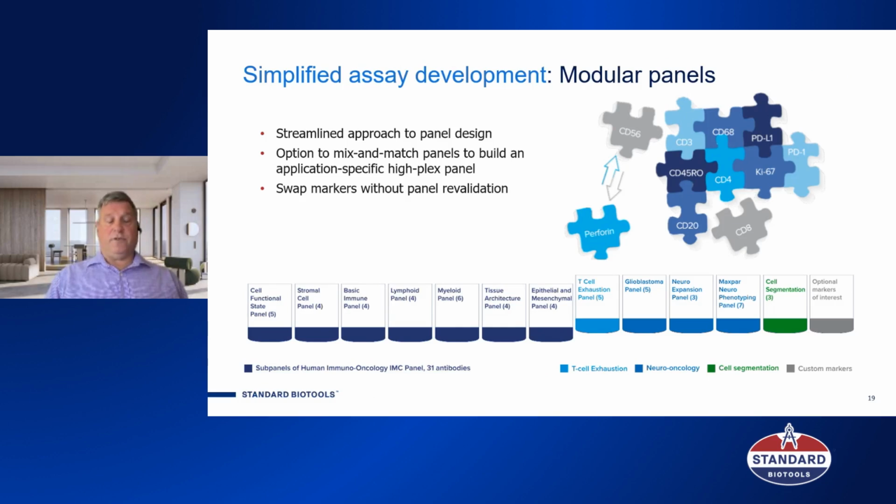Here's an example of some of the modularity of our panels. We have a basic human immuno-oncology panel made up of 31 markers, but even that is made up of subpanels. You can put all of them in, you can leave a subpanel out, and then we have a bunch of other panels that can be mixed and matched with this. And of course, optional markers of interest, custom clones, individual markers from other panels can all be swapped in and out in a really simple pathway. That is very different from how things work in a cyclic system.